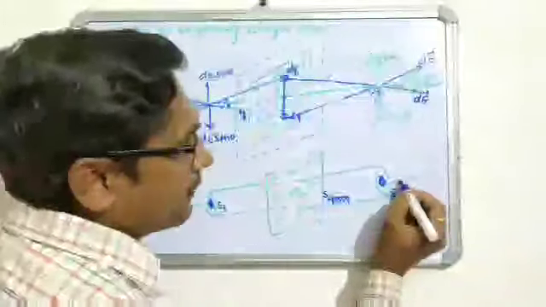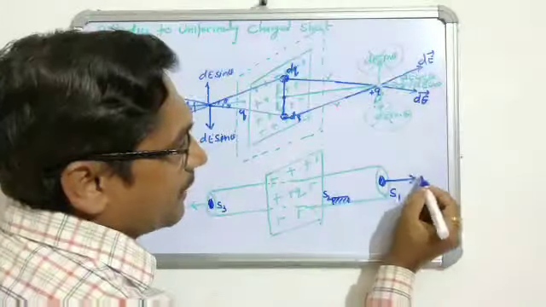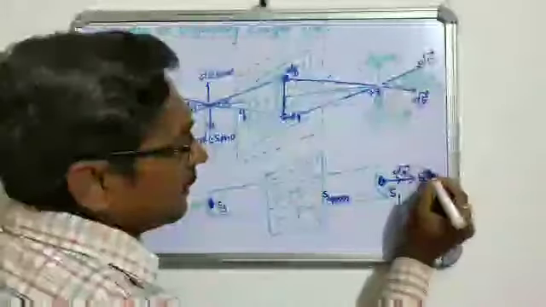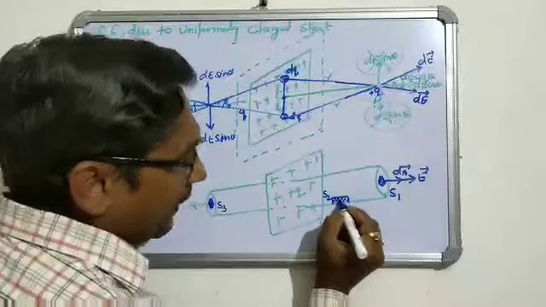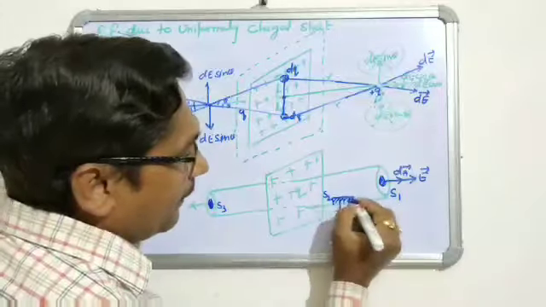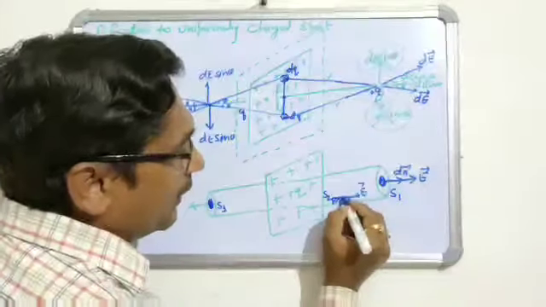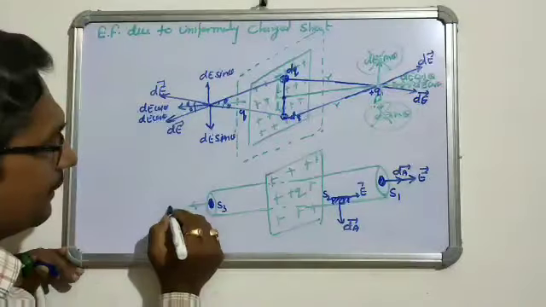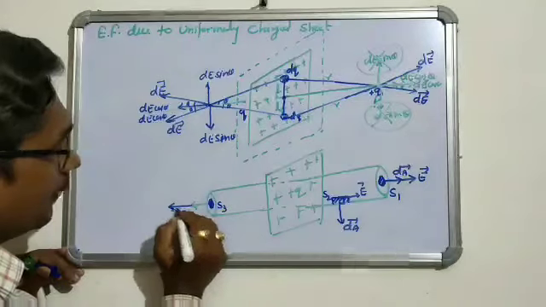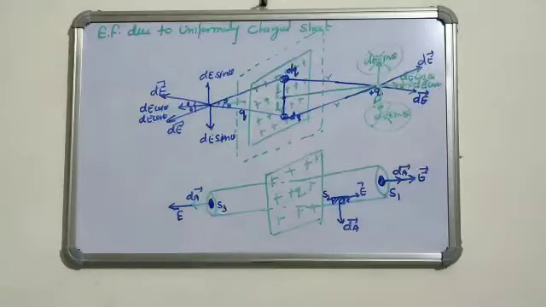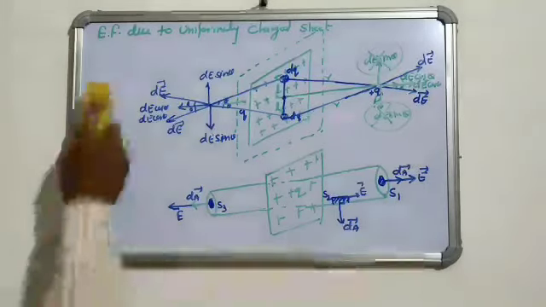For the first surface, the electric field acts in this direction and the normal also acts in this direction, so dA is in this direction. But for the cylindrical surface, the normal acts in this direction and the electric field acts in this direction, so the angle between them is 90 degrees. And here the electric field acts in this direction and the area vector acts in this direction. Now we have to calculate the electric field.